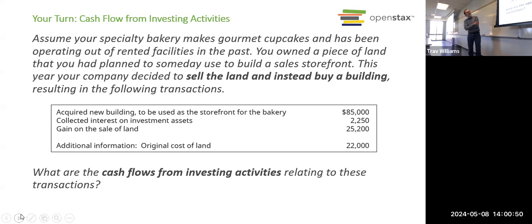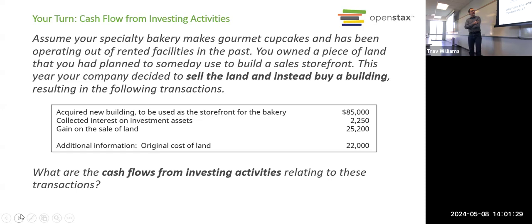Assuming we paid cash for the new building, that would be outgoing cash flow, 85,000, related to investing activities, right? What about collected interest on investment assets? Would that go in our investing section? Interest collected from our investing assets. Remember, that goes under operating. You might think it would go under investing, but the interest goes under operating.